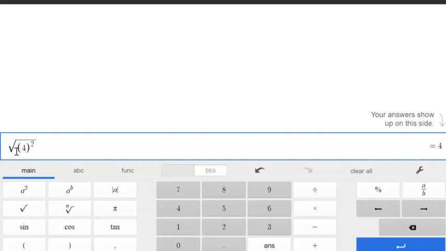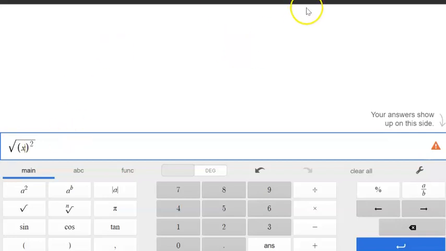I can put 4, the answer is 4, 5, 6, 7. If I put the negative value, it's going to come out the positive value just because the calculator is always going to give you the positive value for the answer, that principal root. But you can see that value is the same. So when we have an x there, our answer would just be x. When we take that square root of x squared, it's just going to eliminate the square. The square root is eliminating the square, leaving us with just x.